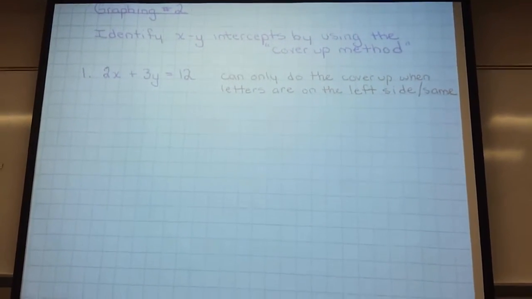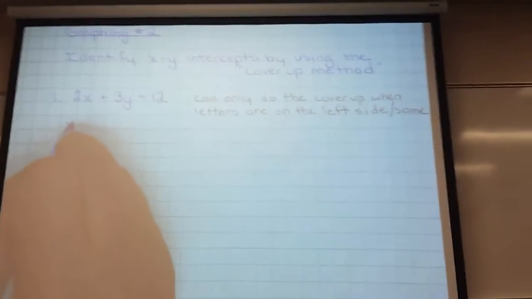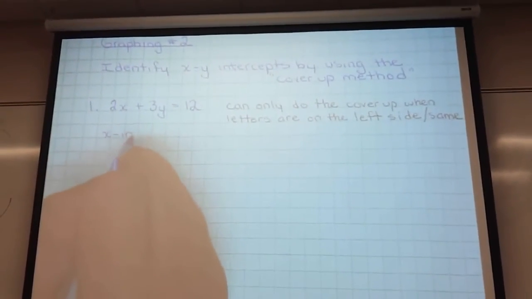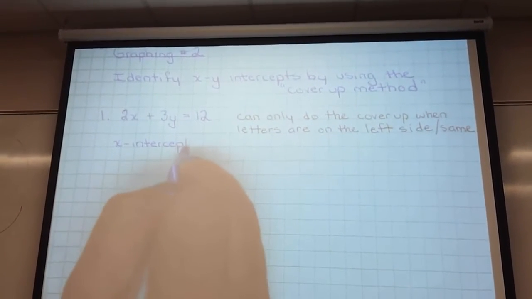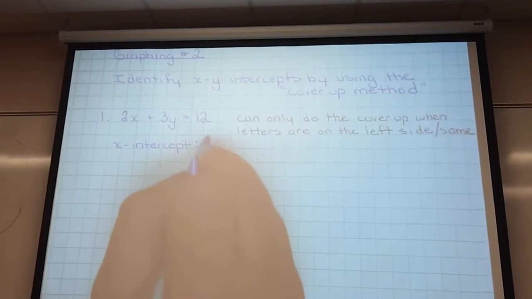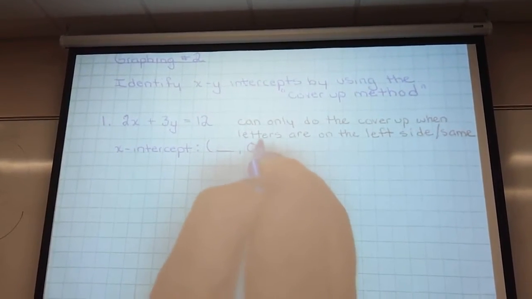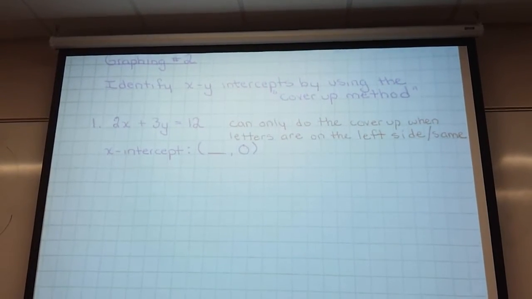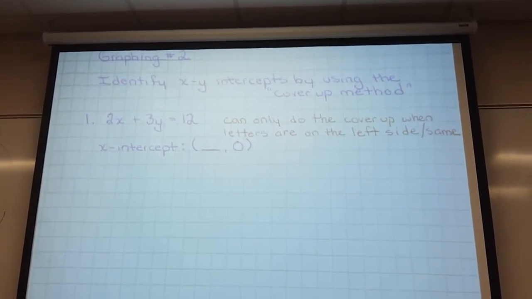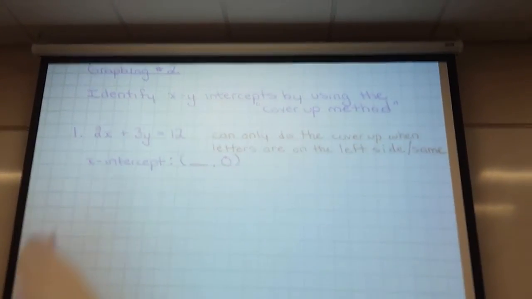The cover-up method. The first thing you have to do is make a chart. You're making 2 points. You have an x-intercept, which is always going to be written like this. Some number, comma 0. An x-intercept's y value is always going to be 0. So just get in the habit of writing that every single time. X-intercept, some number, comma 0.